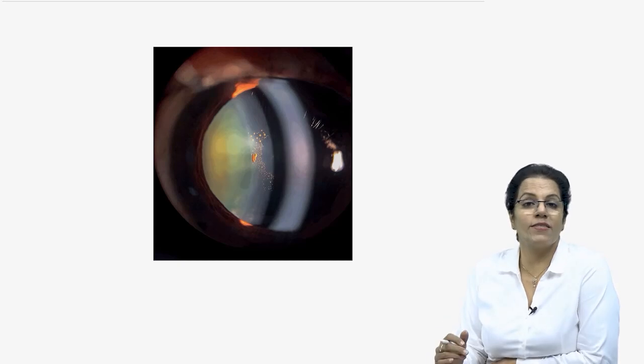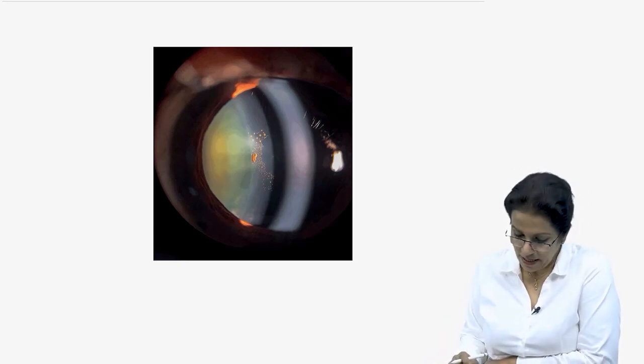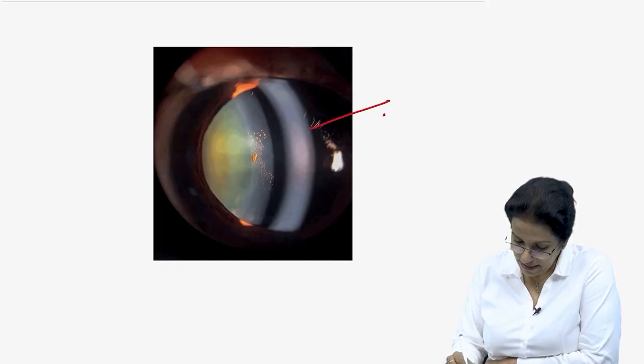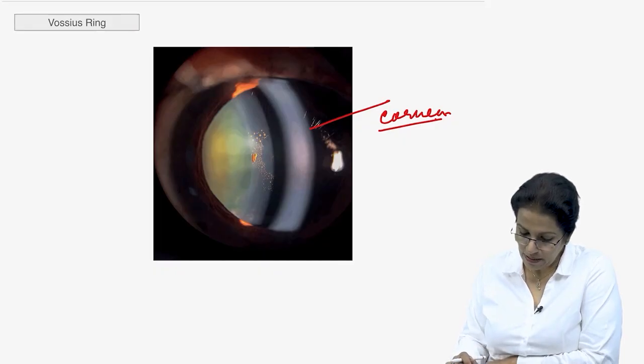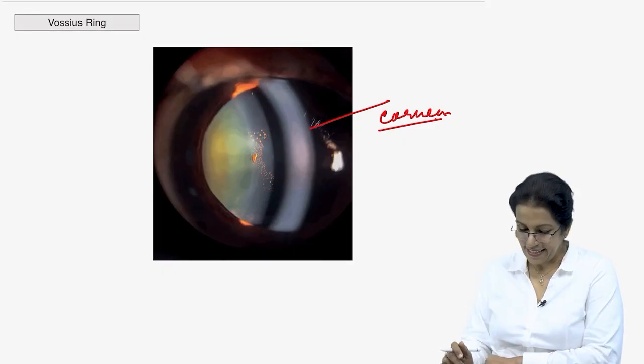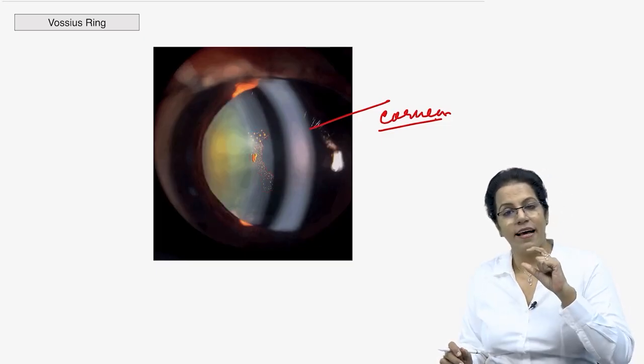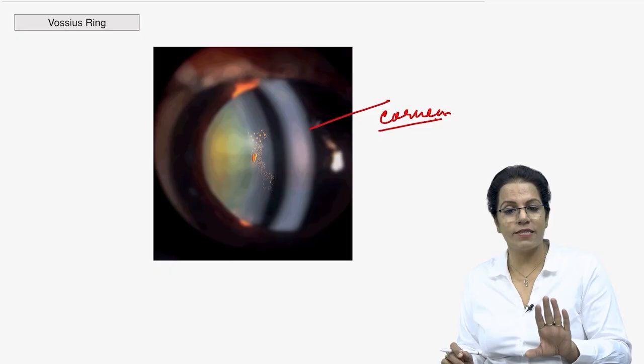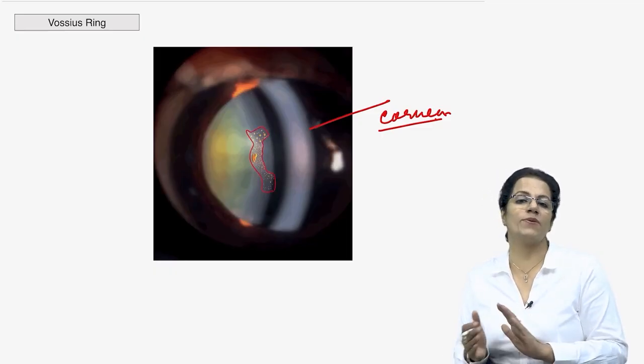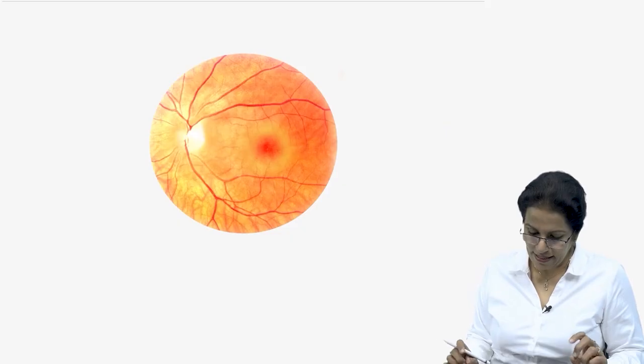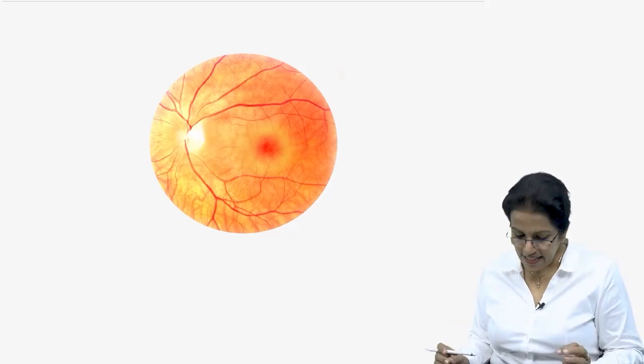So now you can see this Vossius ring in a section. So here, if this is the anterior part, this is the corneal slit. When the light is reaching the lens, so this is what is Vossius ring, right? Can you see that? This is nothing but iris pigments all deposited on the anterior capsule of the lens, right? Let's see the next slide. Okay, so what do you see next?